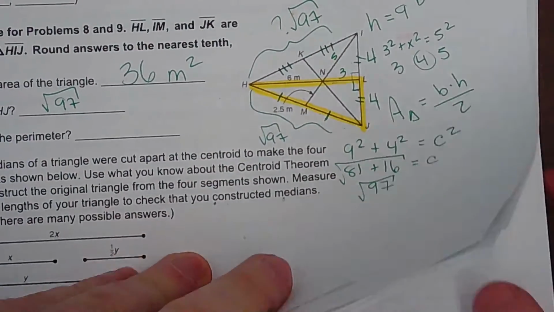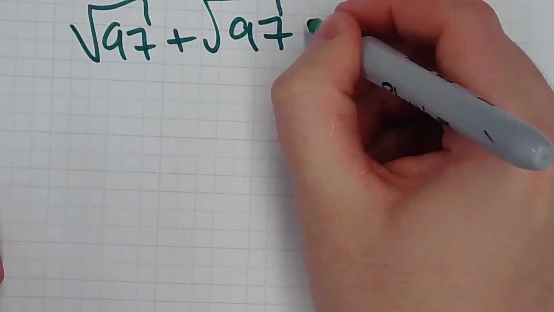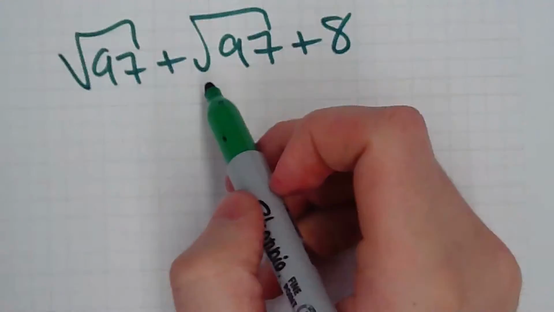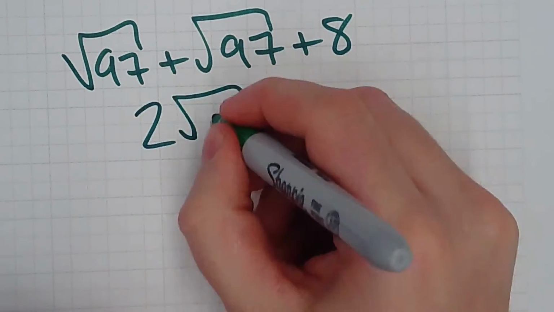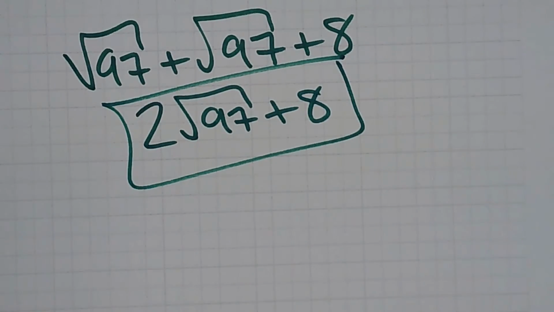So root 97, let's do some arithmetic here. Root 97 plus root 97 plus 8. How many root 97s do I have here? So it's 2 root 97 plus 8. That's as simple as it gets, guys.